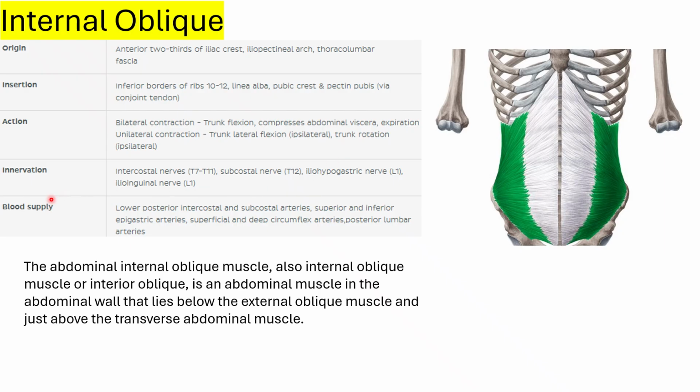Innervation is intercostal nerves T7 to T11, subcostal nerve T12, iliohypogastric nerve L1, and ilioinguinal nerve L1. Blood supply is lower posterior intercostal, subcostal arteries, superior and inferior epigastric arteries, superficial and deep circumflex arteries, and posterior lumbar arteries. The abdominal internal oblique muscle, also internal oblique or interior oblique, is an abdominal muscle in the abdominal wall that lies below the external oblique muscle and just above the transverse abdominal muscle.